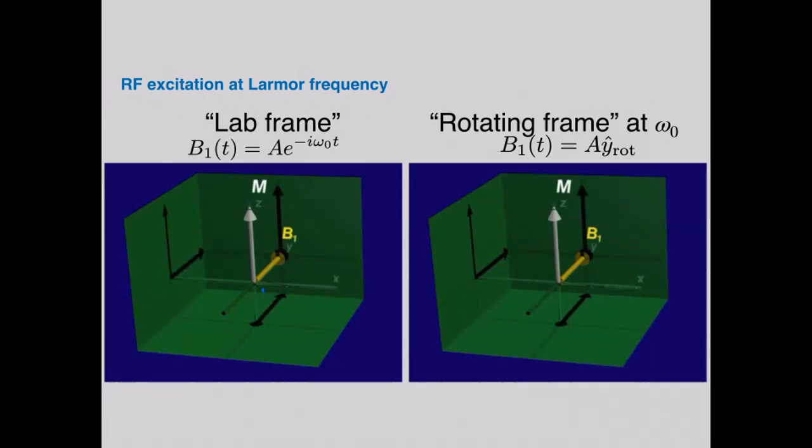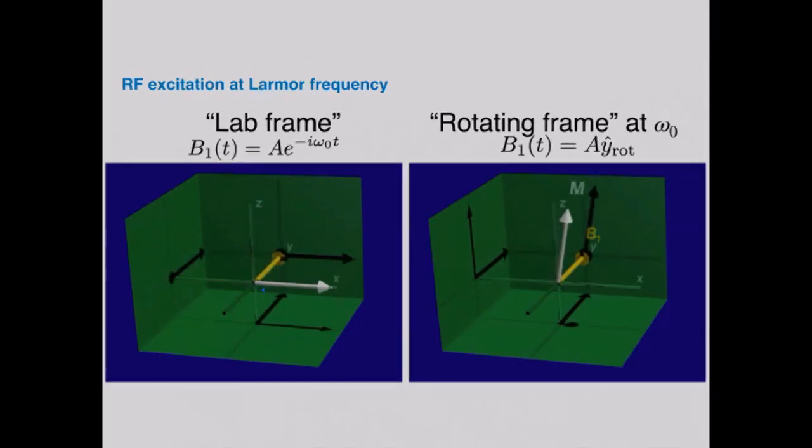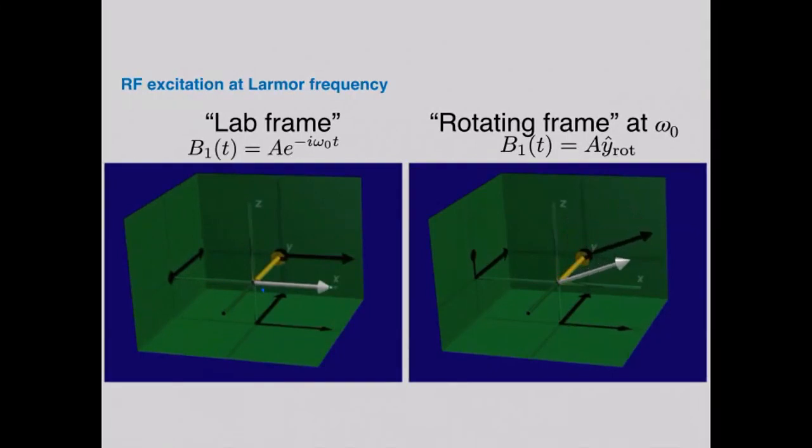In the lab frame, the B1 field and the B0 field are both affecting it, so everything is rotating around two axes, and it's a very complex motion. But in the rotating frame, it's only a rotation around the B1 field. So this is a really nice way to interpret why applying a radio frequency field exactly at the Larmor frequency will tip the magnetization, because the magnetization will effectively just rotate around this B1 field. Isn't that amazing?